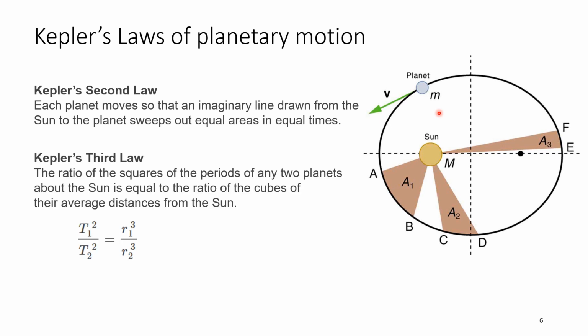Kepler's third law states, the ratio of the squares of the periods of any two planets about the Sun is equal to the ratio of the cubes of the average distances from the Sun. This is the equation form, where T is the period, that is, the time for one orbit, and R is the average radius. This equation is valid only for comparing two small masses orbiting the same large mass.